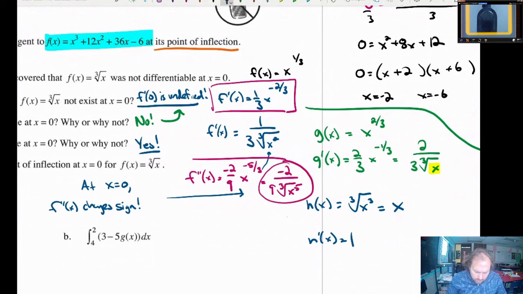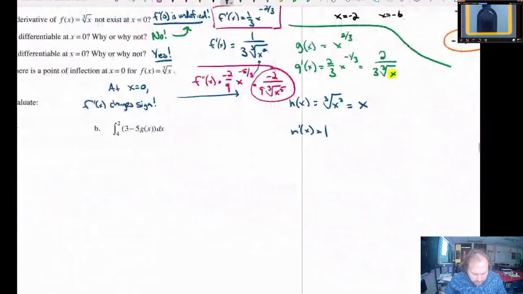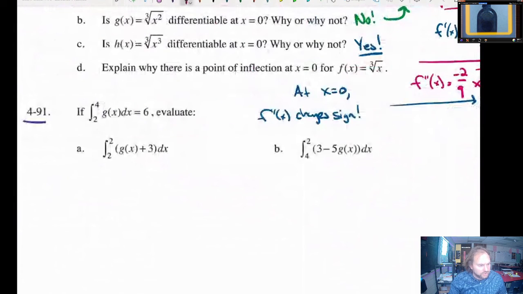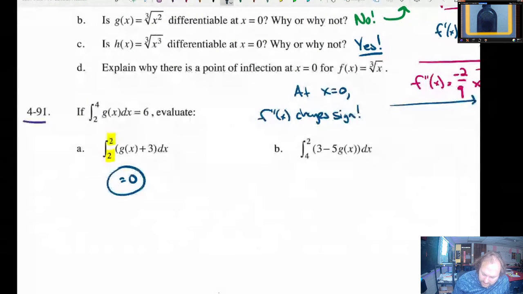Let's try one more question. 491, pretty easy actually. A little easy one to land on. 491a is the easiest question in the world. The integral from 2 to 2 of g of x plus 3, absolutely does not matter what's going on there. This is going to be 0 every time.